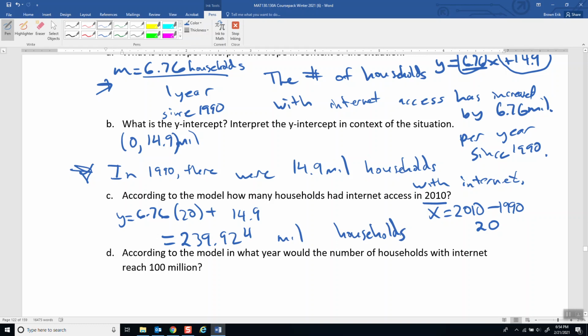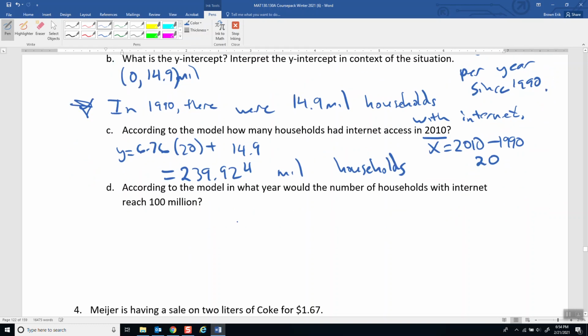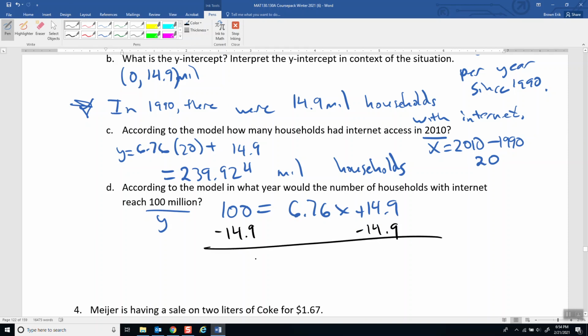All right, and then according to the model, in what year would the number of households with internet reach 100 million? Notice this is a y value. So we're asking, for what x value is this thing equal to 100? As before, we can solve this by hand. So we can subtract 14.9 from both sides. Oh boy, do I want to do this in my head? Maybe. If it was 15, it'd be 85. So this would be 85.1.